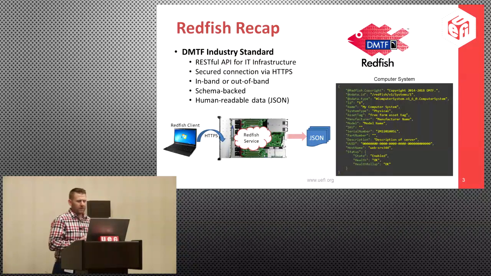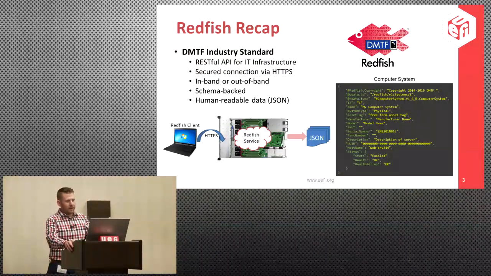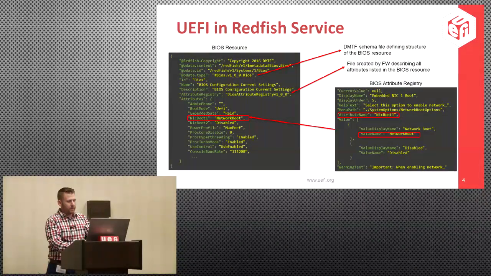So all of that data is a collection of JSON files that are all schema backed by the DMTF, all spec'd out and all great. And the example that I have up there is the computer system schema, which has your product name, serial number, all the kind of information that you're wanting to get from the computer system. So where does UEFI play in all this?